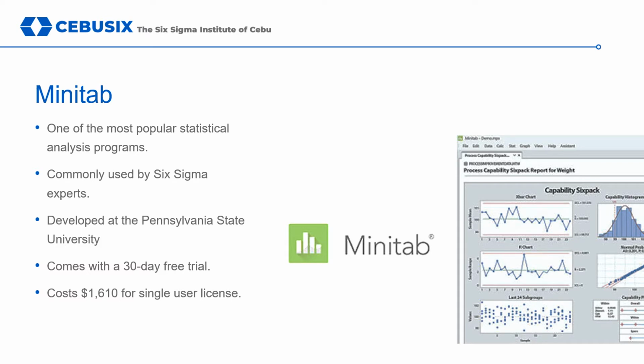Minitab is a statistics package developed at the Pennsylvania State University in 1972. The statistical analysis program automates the calculation and creation of graphs, allowing the user to focus more on the analysis of data and the interpretation of the results. Today, Minitab is owned and distributed by Minitab LLC, and a single named user subscription starts at $1,610 per year, but can cost more than $3,100 per year with add-ons. They do offer a 30-day free trial of the software for those who want to take a closer look at it.